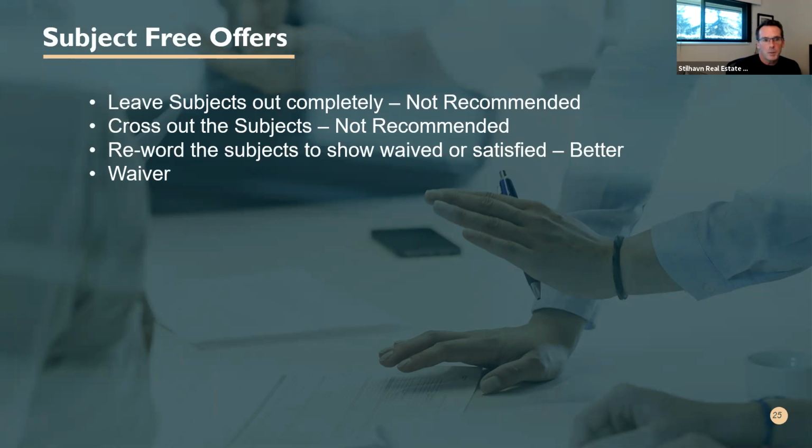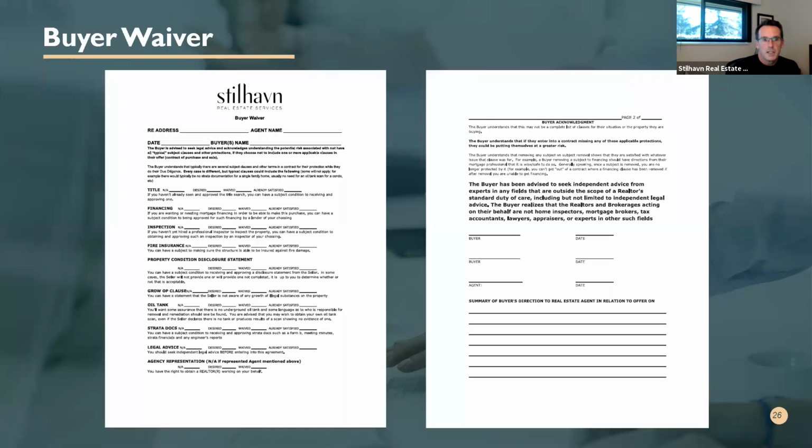And then I think a lot of people aren't aware, we have a sort of a buyer waiver in our Stillhaven forms. So you could use this if you wanted to. And it just basically says not applicable, waived, declared, fulfilled. My screen's not as big, so I can't really read it. But it deals with title, financing, inspection, all the different things.